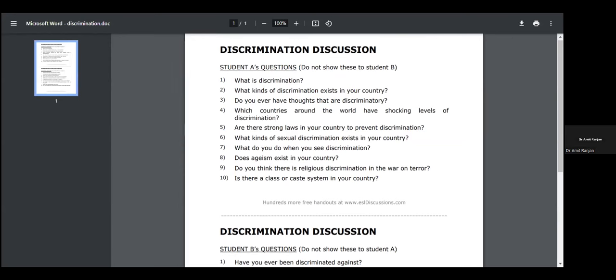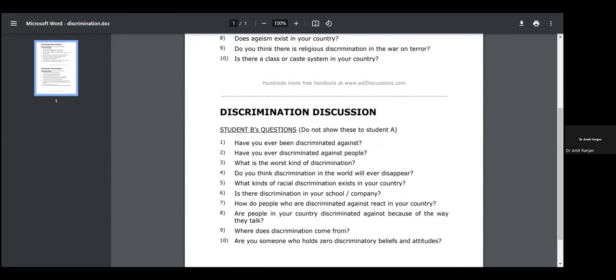What is discrimination? What kinds of discrimination exist in your country? Do you ever have thoughts that are discriminatory? Which countries around the world have shocking levels of discrimination? Are there strong laws in your country to prevent discrimination? So as you can see, the questions are very well designed to make students aware, not just of usage of English, but of various subjects: of understanding geopolitics, of understanding issues like discrimination, of understanding values of equality, not falling into the trap of stereotypes, etc., etc.